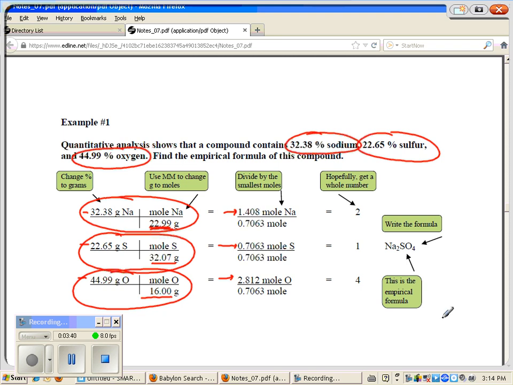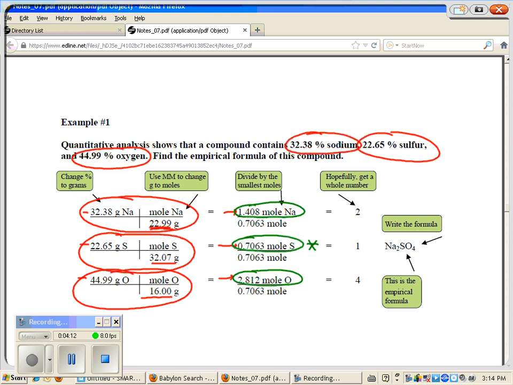So currently, I have 3 answers. I'm going to change pen colors. This is the answer for the first problem, this is the answer for the second problem, and this is the answer for the third problem. Once I get to that stage, I have moles, and I can now compare them to each other. I'm going to pick the smallest of those answers. Out of those 3 answers, my smallest one is 0.7063. Since that's the smallest, I'm going to divide everything by that number.